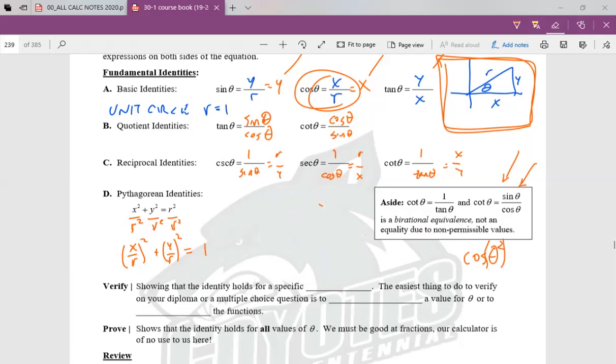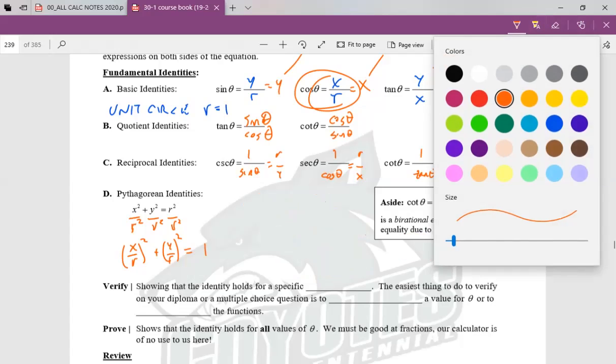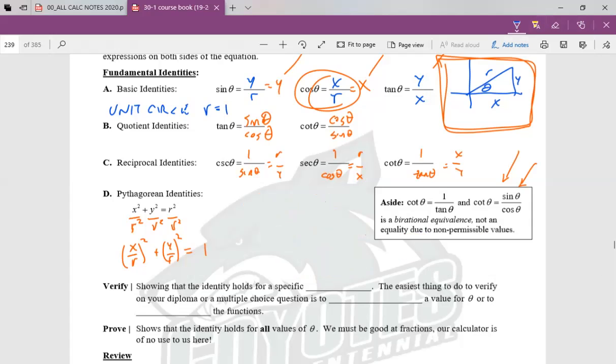So for our next step, if we have x over r squared plus y over r squared, I'm going to use a different color so it pops out here. This ends up being cos squared theta plus sine squared theta. That is super important. That is our first Pythagorean identity: cos squared theta plus sine squared theta is equal to 1.